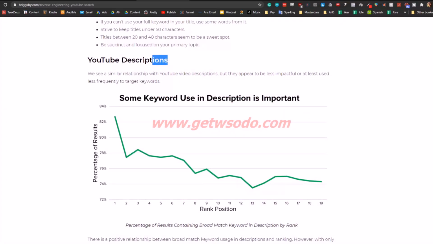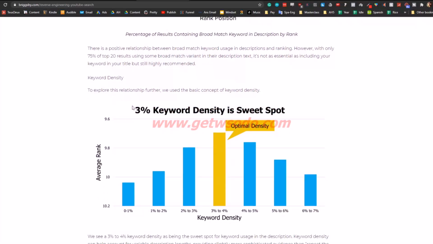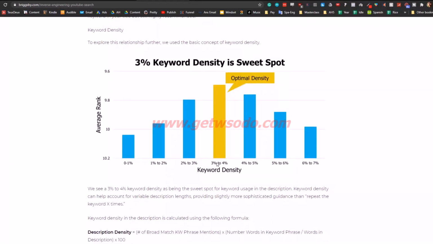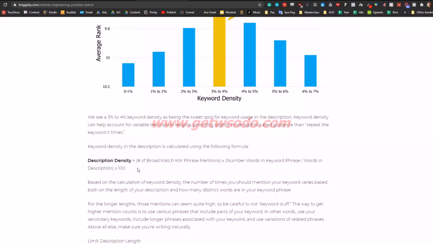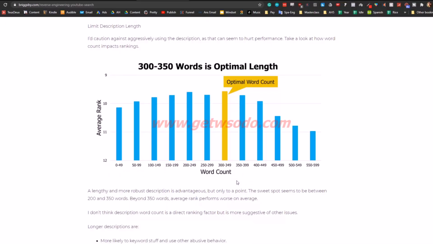So the YouTube description also is something that you should really, really look into. The keyword density, so 3%. Now, this is a little bit hard to keep in mind if you're just a regular YouTuber. It pretty much means that you should have it in the description about one or two times, 3 to 4%, because they say the description here should have no longer than 300 to 350 words. So do not write a long description. It mainly hurts you rather than supports your channel.